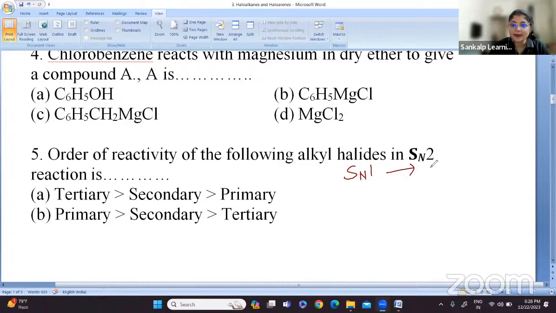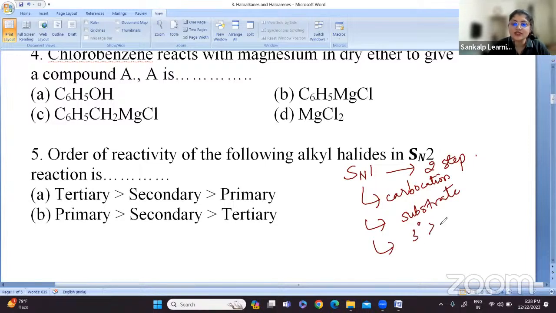Here there is a two-step mechanism. So this is a two-step mechanism, and it goes via the process of carbocation. So here the carbocation formation takes place. Here it depends upon only the substrate. Okay, I'm talking about SN1. How is the stability? Tertiary is more stable, then secondary, and then the primary.